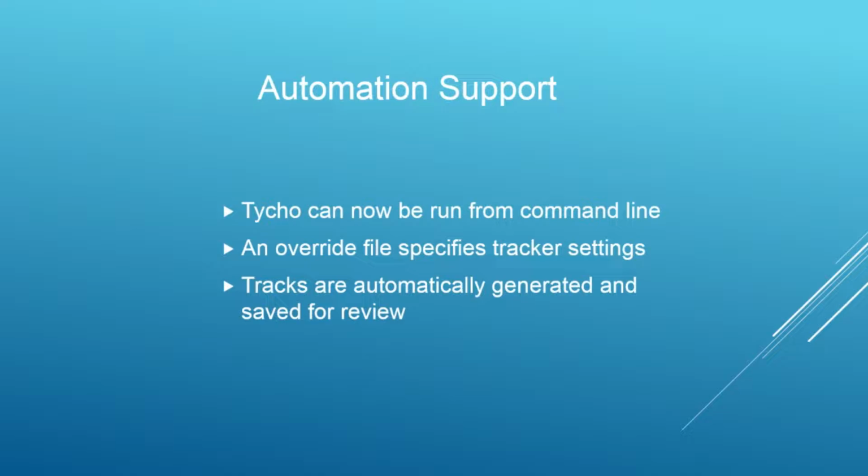The next feature is automation support. So what this means is that Tycho can now be run from the command line, and the way this works is that if you have a script, for example, you can update what's called an override file. This override file contains settings on how to run the tracker. So when run in this fashion, the Tycho software will automatically generate and save the tracks for later review, and this is an especially nice feature for those who wish to conduct automated sky surveys.